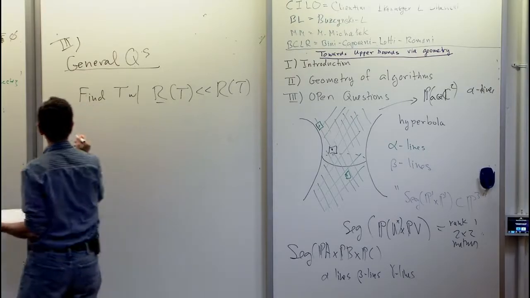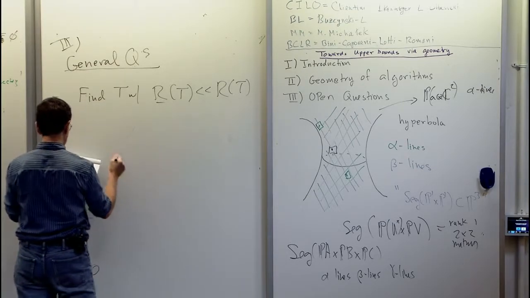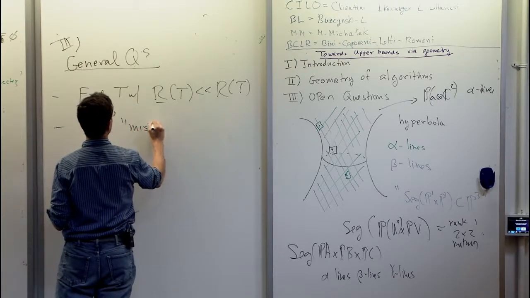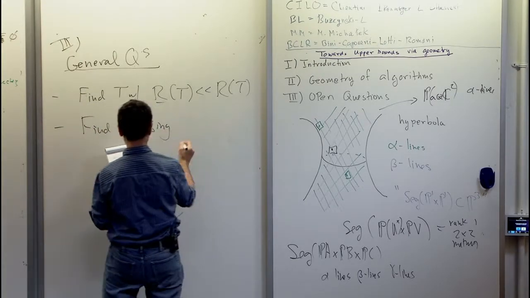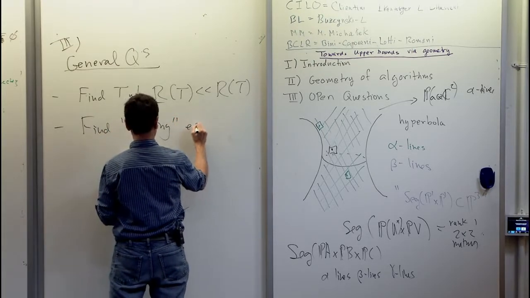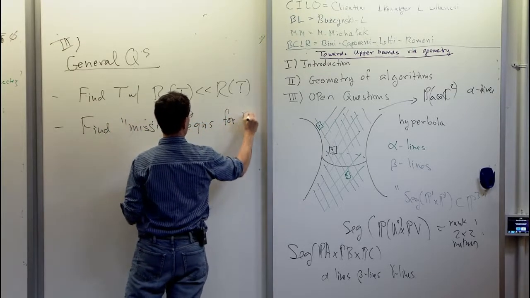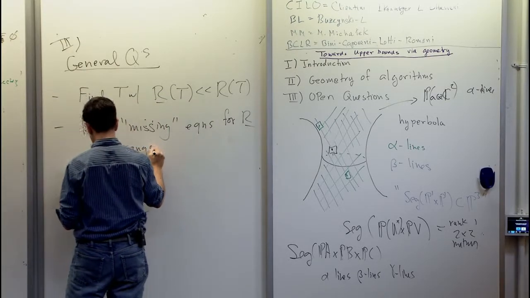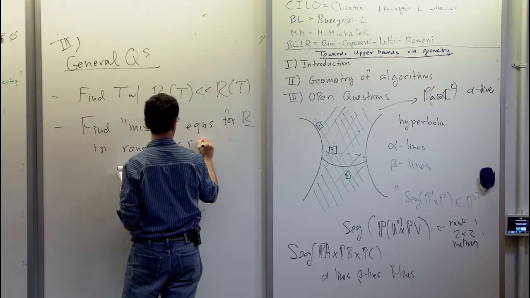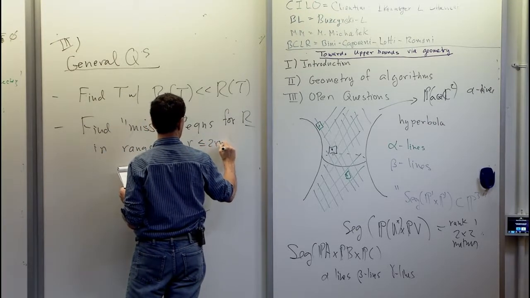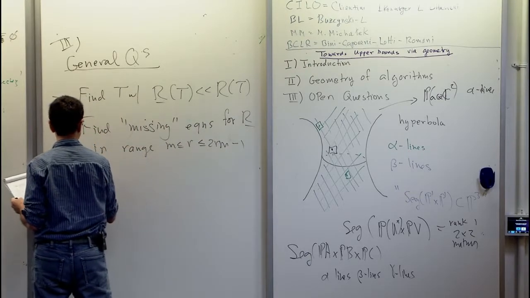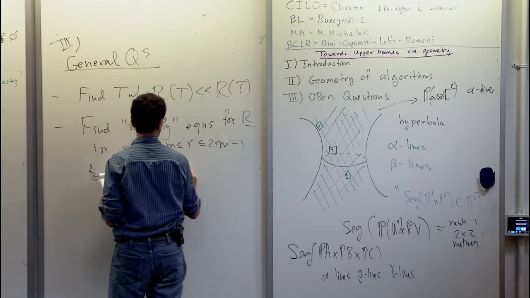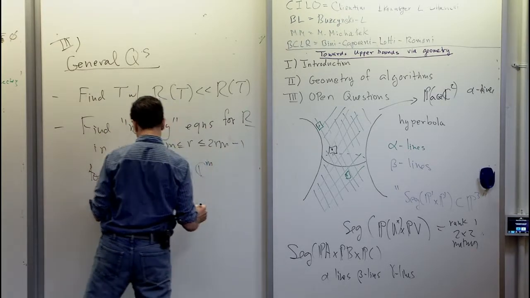Okay. The second thing is find the missing equations for border rank in the range where m is less than or equal to r, less than or equal to 2m minus 1, for tensors in C^m tensor C^m tensor C^m. For matrix multiplication, m will be n squared.